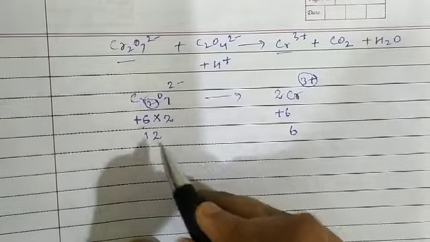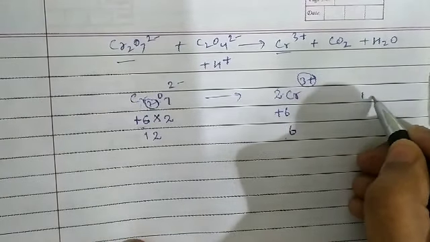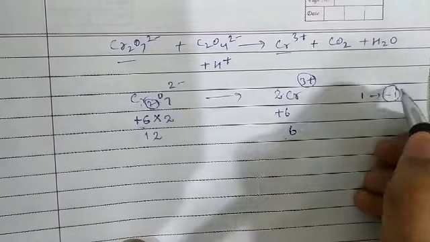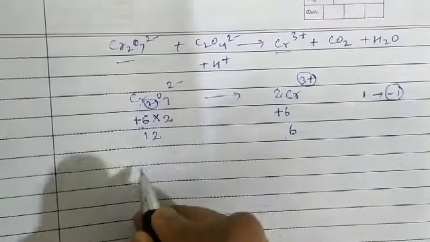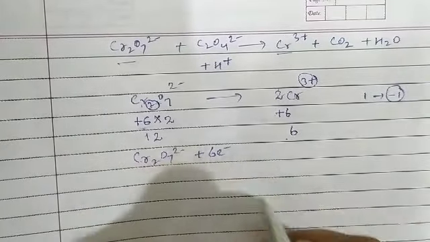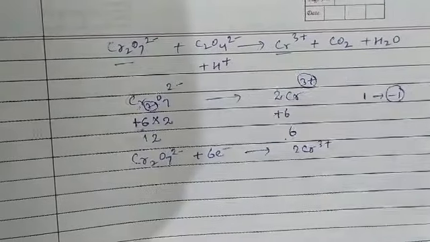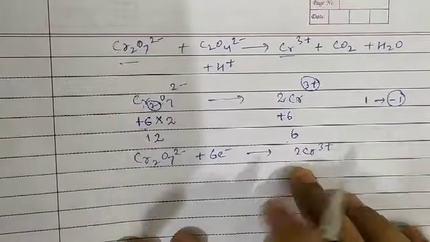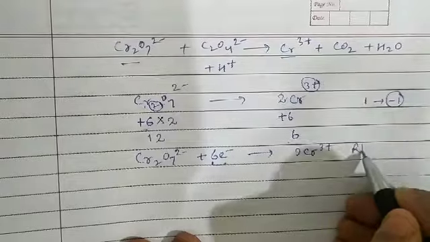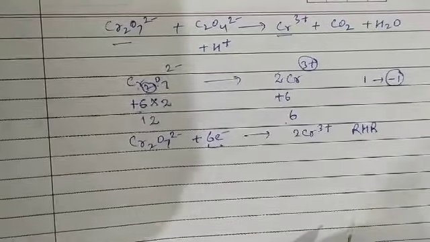To balance the oxidation number, add electrons, as one electron is 1 unit of negative charge. To balance the oxidation number, add 6 electrons. Now 6 electrons are added to balance the oxidation number, giving 2Cr3 positive. So this is the first half reaction. As it is a gain of electrons, it is the reduction half reaction.